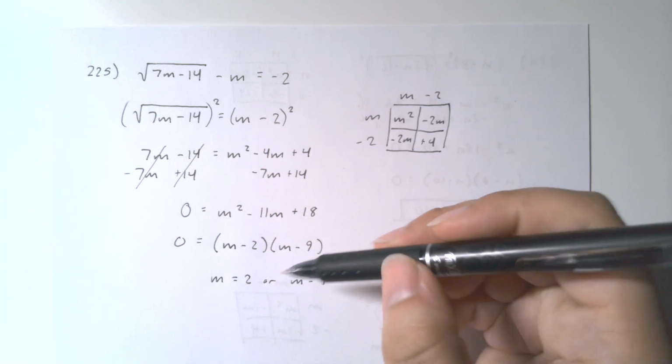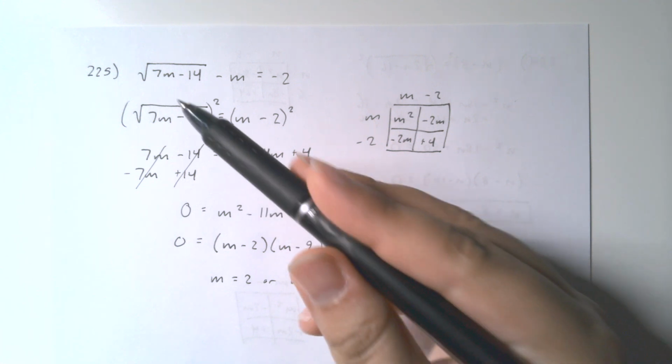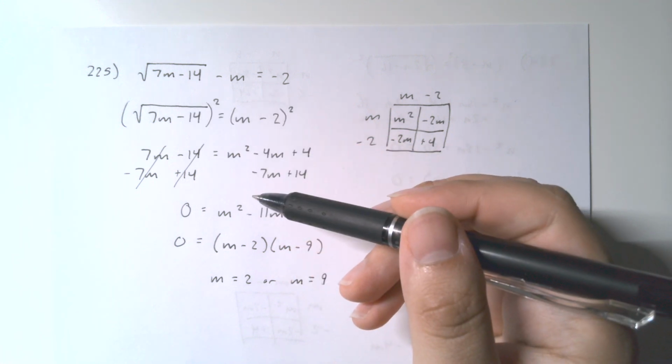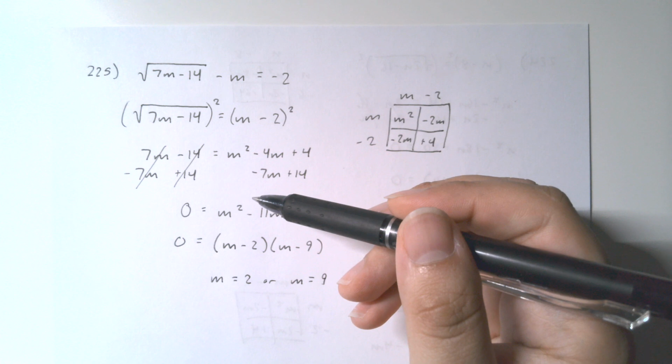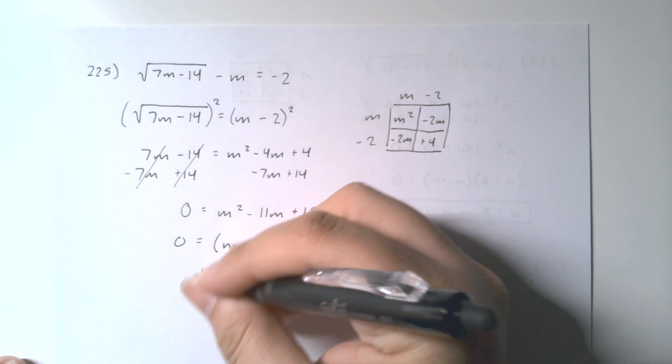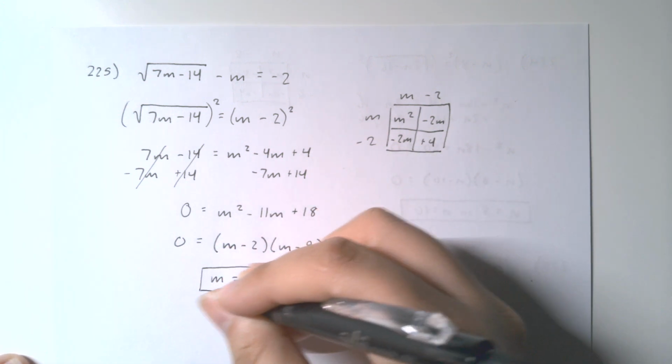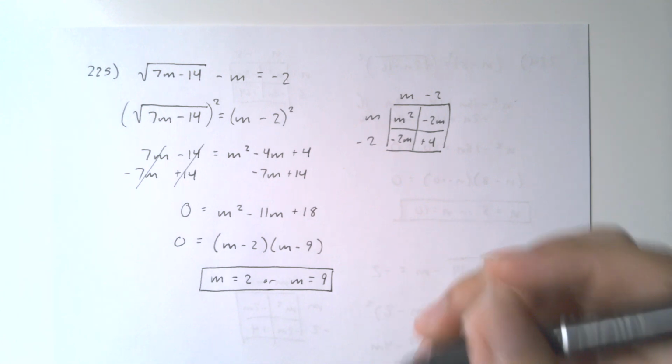And sure enough, if you plug both of these solutions into this equation again, they will work out, and so both of them are valid solutions. We don't have any extraneous solutions.